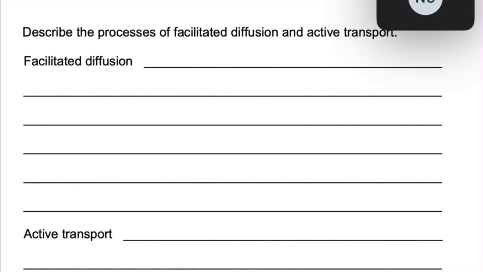Now, the reason why we have facilitated diffusion is because we need to move things which require a carrier protein or a channel protein to move through. Okay, and these sort of proteins are only required when you have polar molecules or charged molecules or things which are not lipid soluble. Simple diffusion is used for stuff which is lipid soluble that can just diffuse across the phospholipid bilayer.